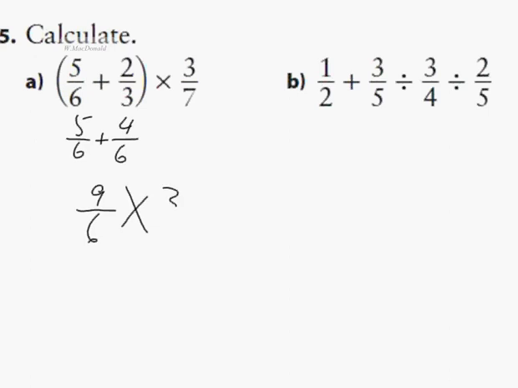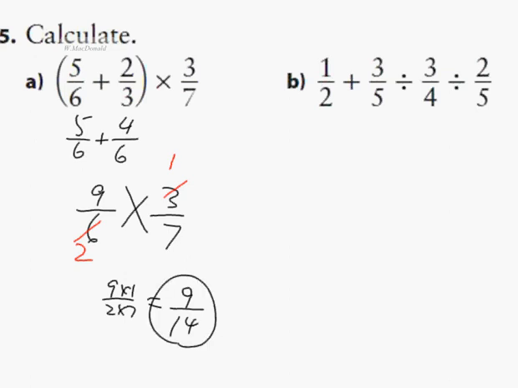I'm going to multiply that by 3/7. When multiplying fractions, check for cross reduction. 3 over 6 can reduce down to 1 over 2, not 2 over 1, but 1 over 2. Multiply my numerators, I get 9 times 1 over 2 times 7, which is 9 over 14, which is your answer in lowest terms.